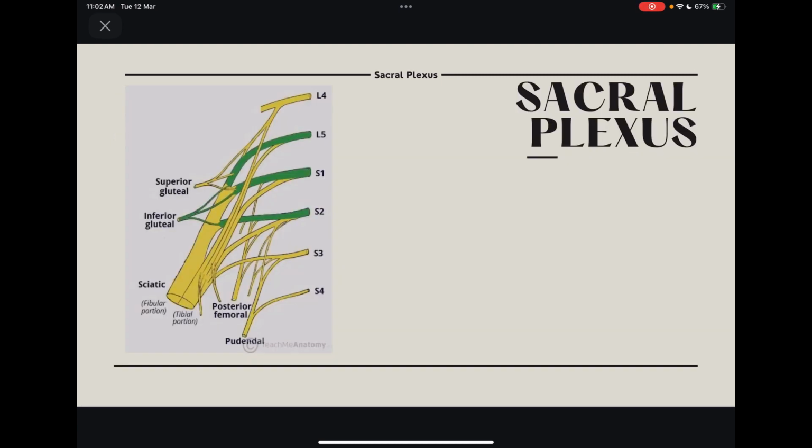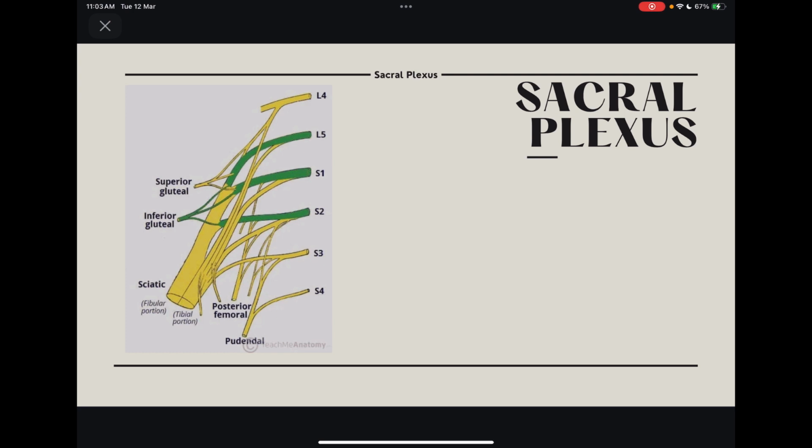Continue a bit more downwards, we will find the sacral plexus. The sacral plexus is comprised of L4, L5, S1, S2, S3, and S4, but we will mainly cover around 4 nerves. From L4, L5, S1, we have the superior gluteal nerve.